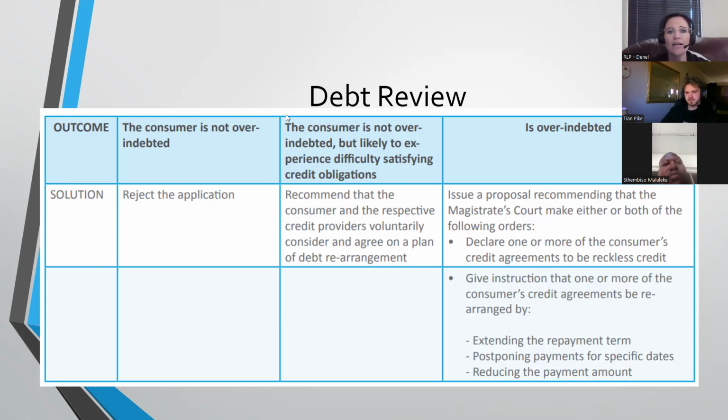And then the last one is where they reduce the payment amount. So maybe you owe the bank 100,000 Rand and they say, listen, as long as we get 80,000 Rand, we will write off the remaining 20,000 Rand. Okay.